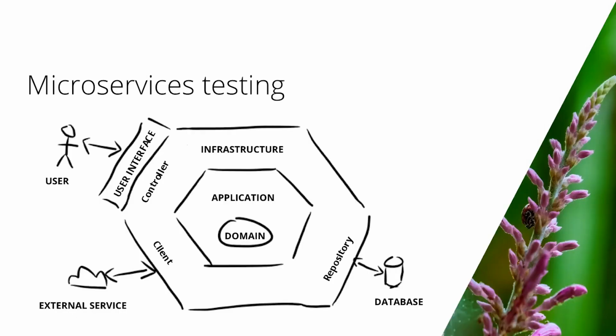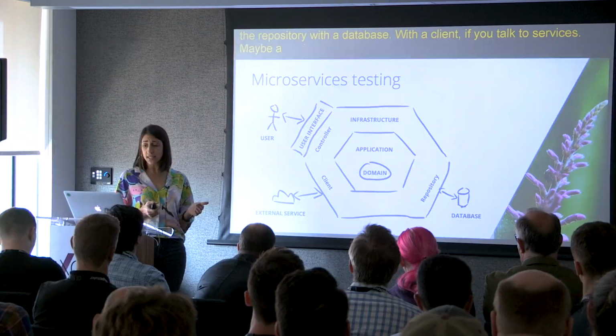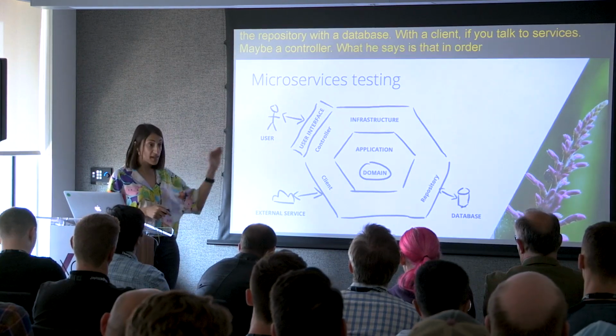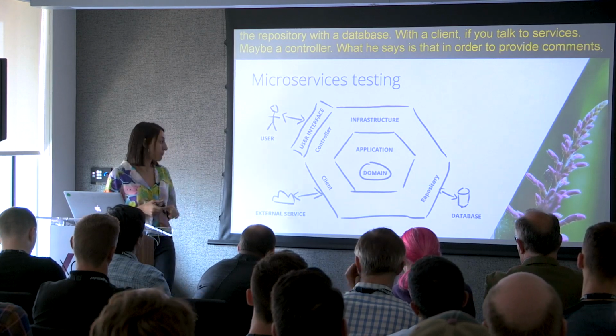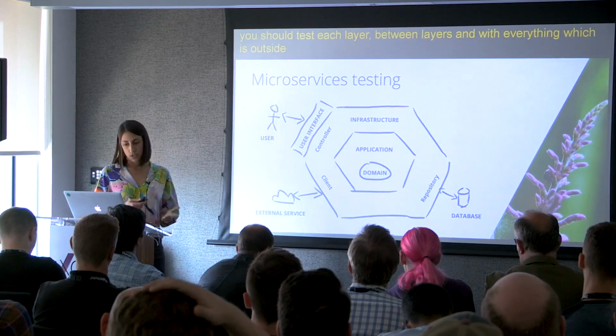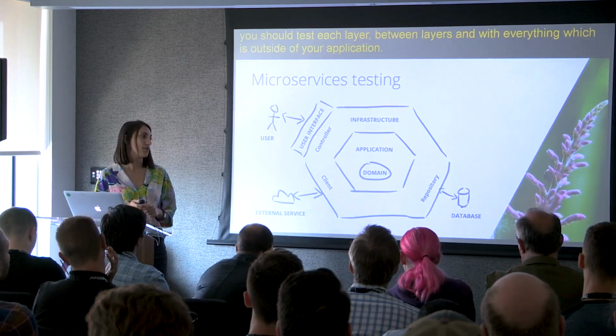So typically, the layout will be like this one. You have your logic in the domain, you have the application with your services, and then the infrastructure. Maybe with a repository if you need to talk to a database, with a client if you need to talk to an external service, and then the controller to get a request from their side, maybe a user interface. So what he says is that in order to provide a good coverage, you should test each layer, between layers, and with everything which is outside of your application. So how does this look like for the testing pyramid?